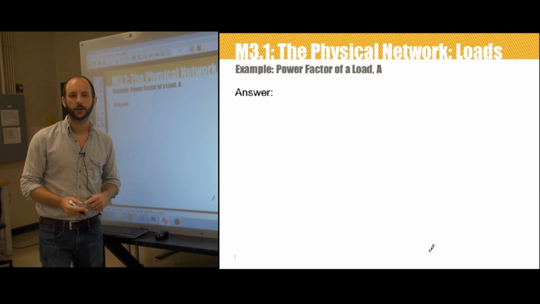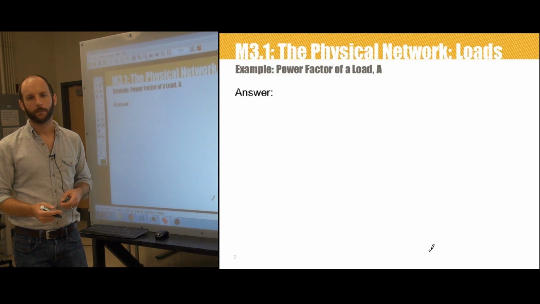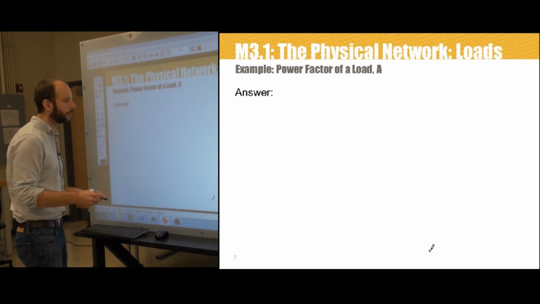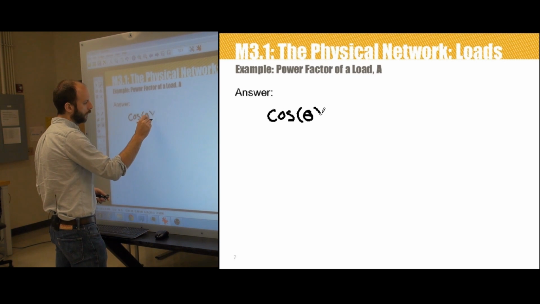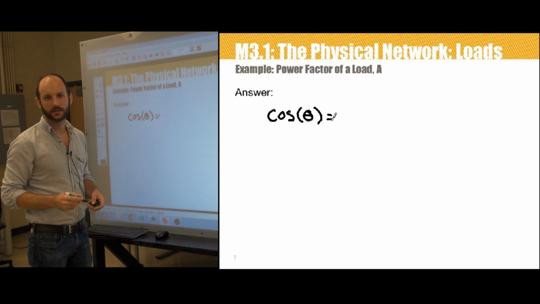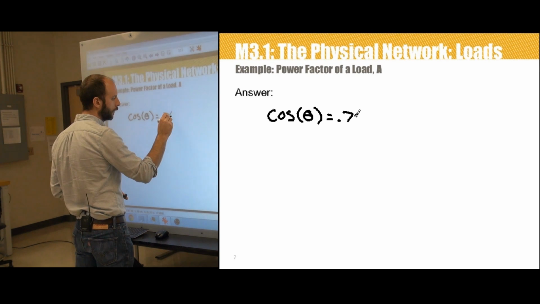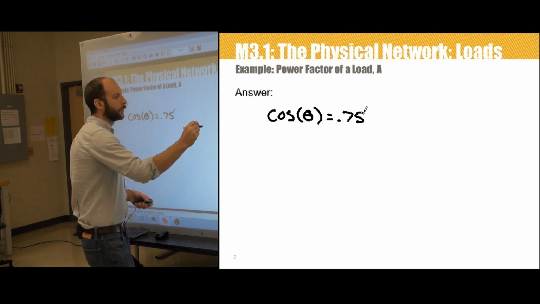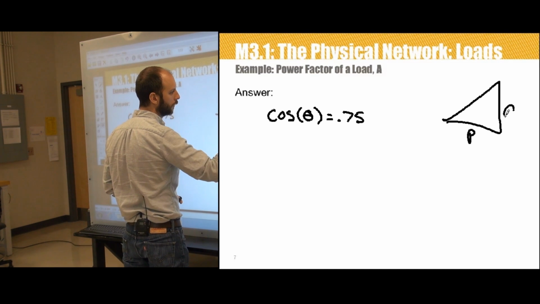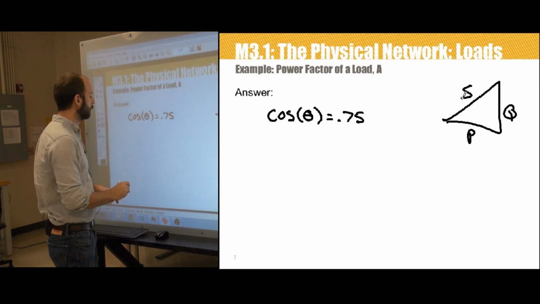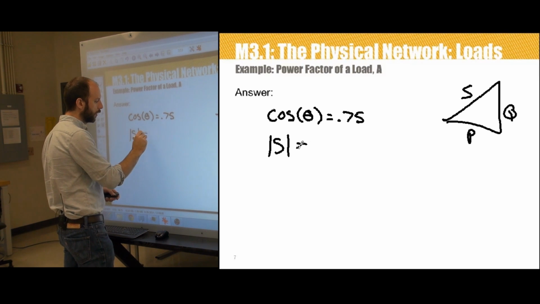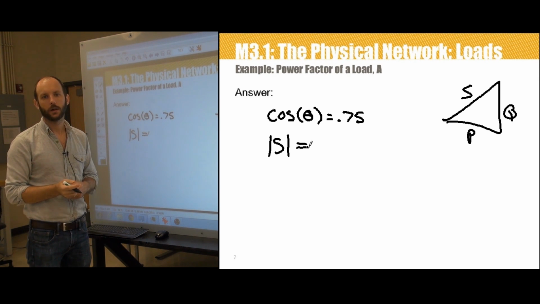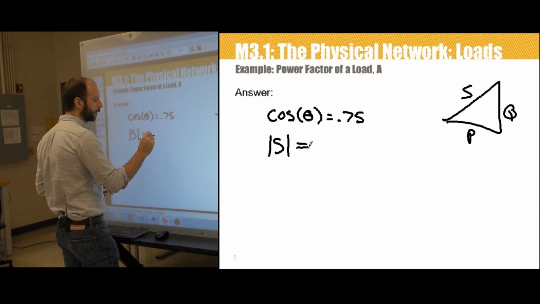So let's start. The first thing that we're going to do is determine the apparent power, and then we're going to use that to determine current. So we've got cosine of theta equals 0.75. And from our power triangle, we know that the magnitude of S is equal to the real power divided by the power factor.